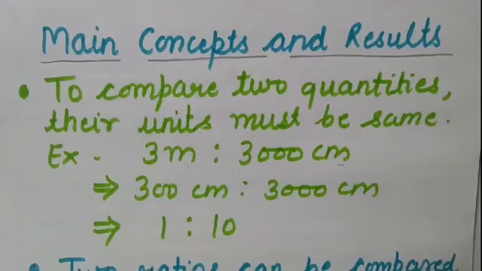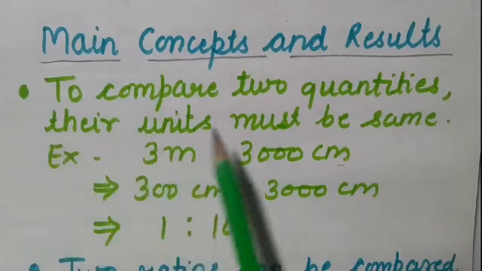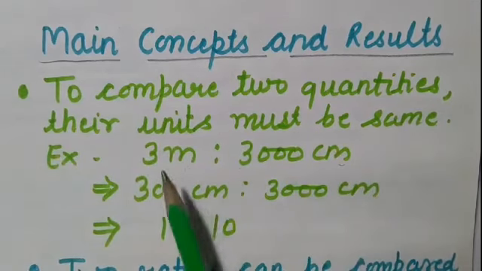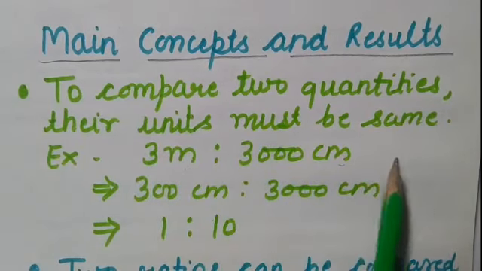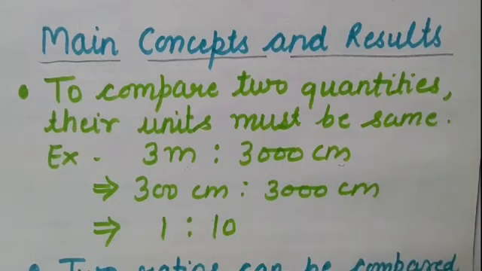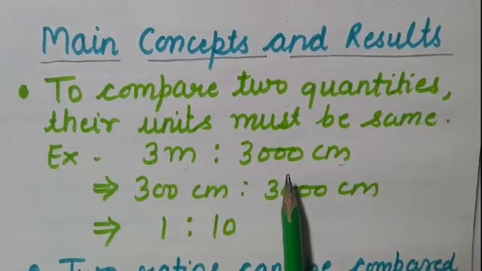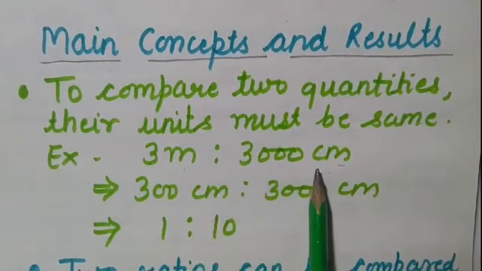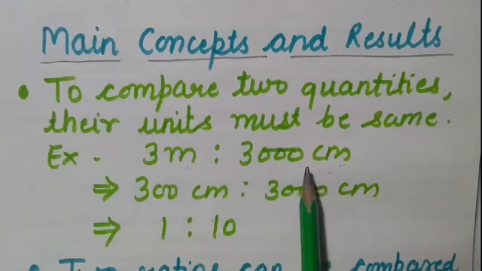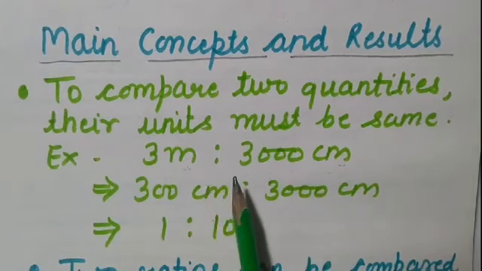The first important point is, to compare two quantities, their units must be the same. It means if you are comparing two quantities, the first thing you have to remember is that their units must be the same. For example, 3 meter and 3000 centimeter. You have to compare them. It means you have to find the ratio. Ratio is one way of comparing quantities, and another way we have learned is percentage. So first we will discuss ratios.